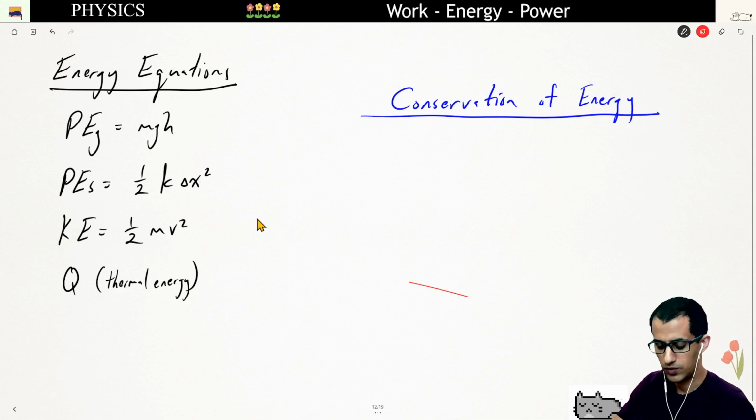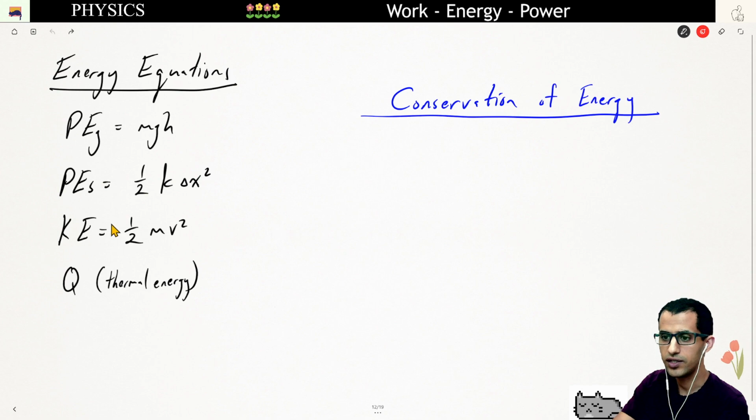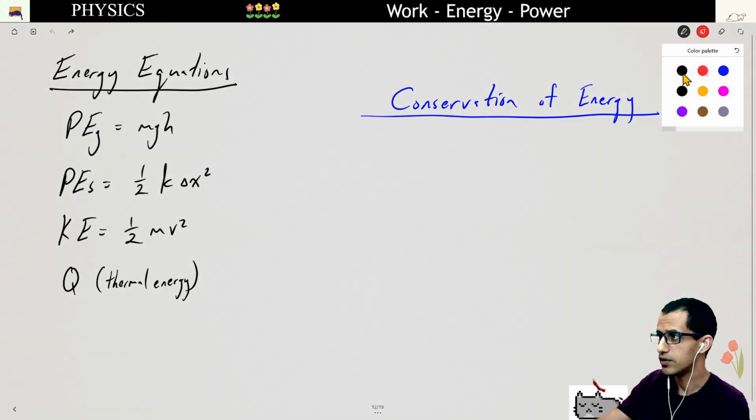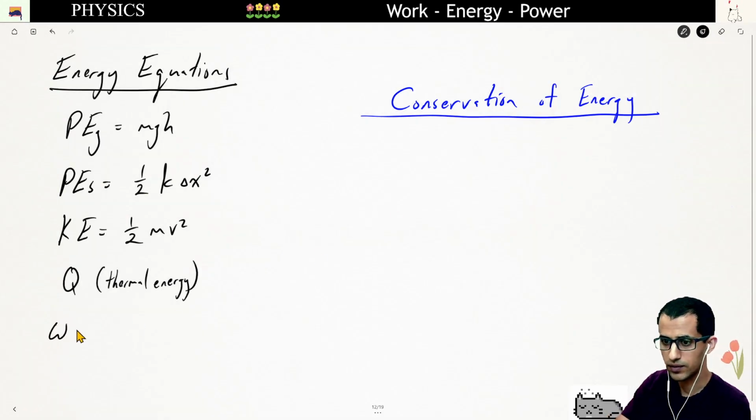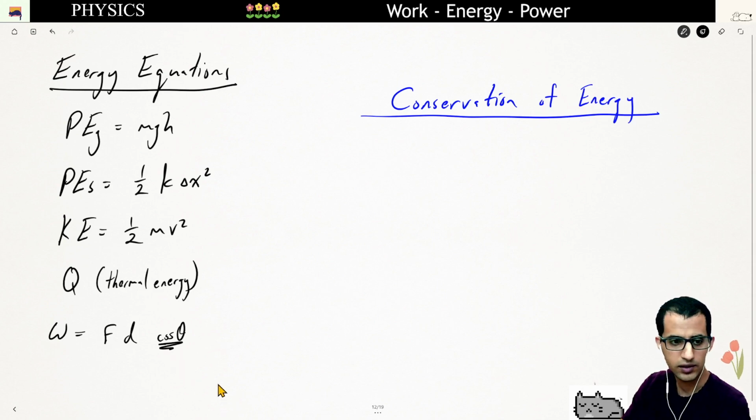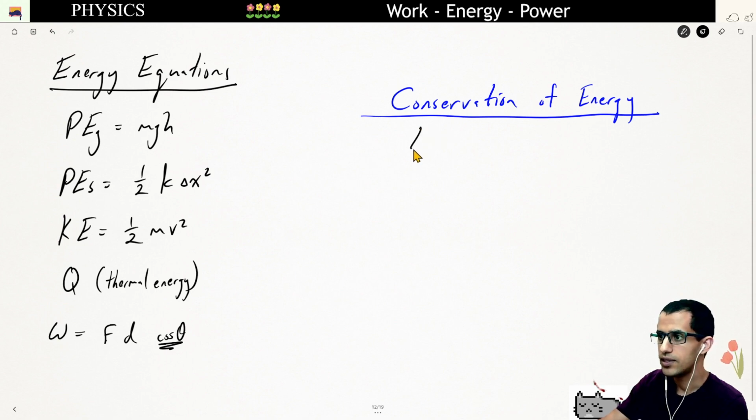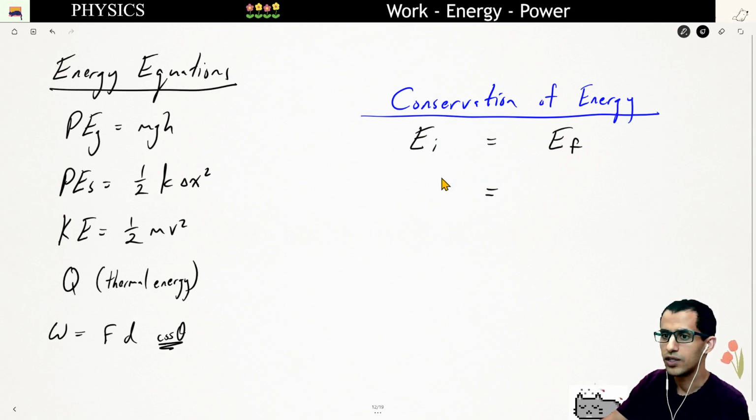So here are our equations for gravitational potential, elastic potential, and kinetic energies. I should also add here the equation for work, which is equal to F d cosine theta. So in most cases, we won't have to worry about this cosine theta. And this brings us now to the conservation of energy equation. This simply states that all the energy that we start off with in a problem is going to be equal to the final energy.